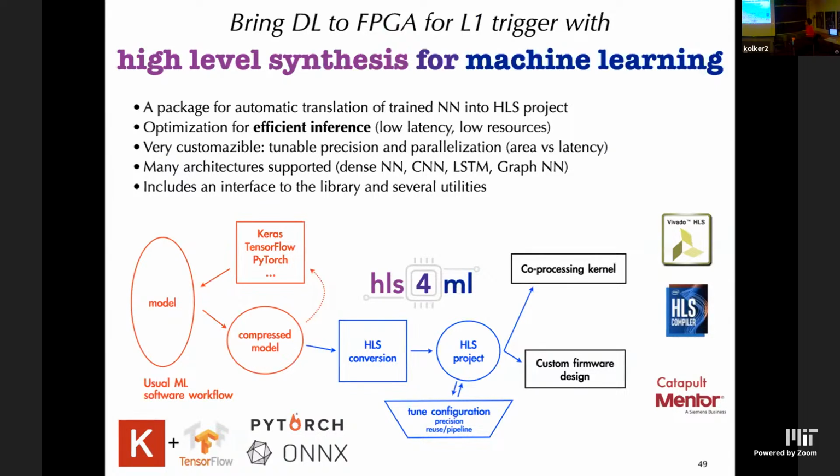It's a package for automatic translation of trained neural networks into a firmware project. You start with your favorite model in Keras or PyTorch, and then the tool converts it into a firmware project using high-level synthesis, which is a language like C or C++. The cool thing here is that there is a lot of optimization in the tool for efficient inference, to achieve really low latency and low resources, and this is what we need for our trigger application. It's very customizable with tunable precision and parallelization, it now supports many architectures, and you can also use an interface to the library, and it has profiling utilities and debugging.